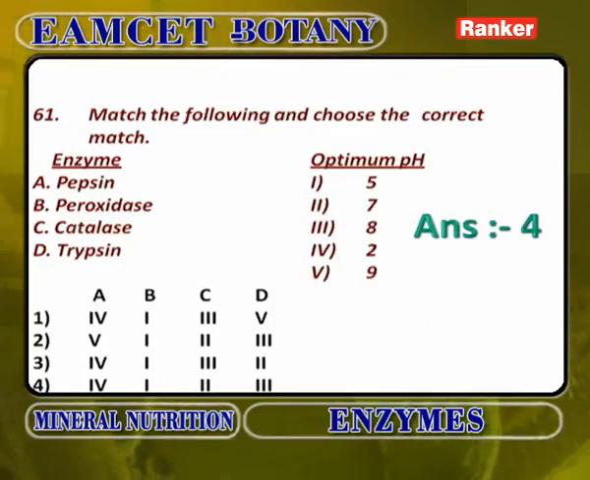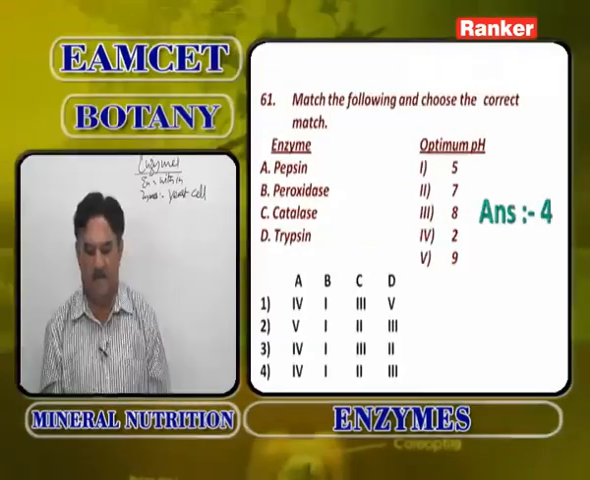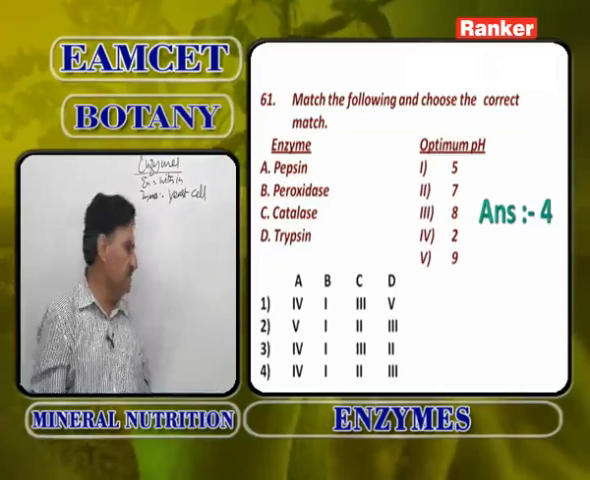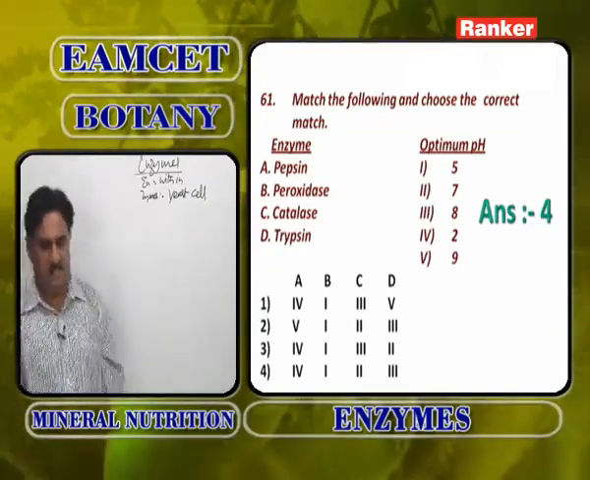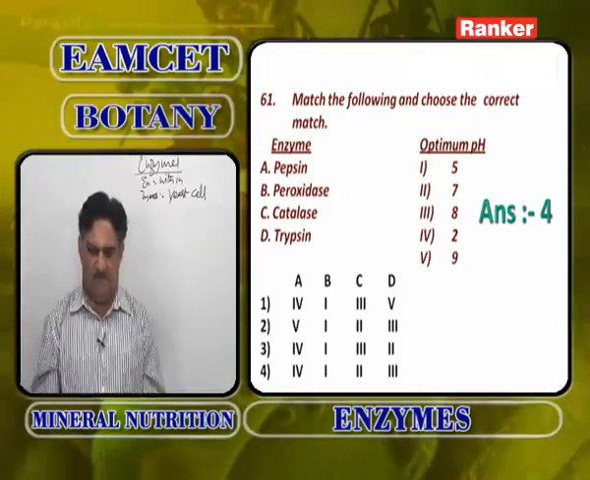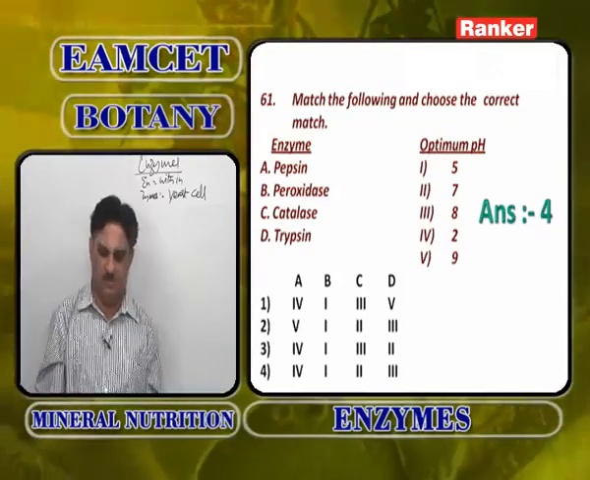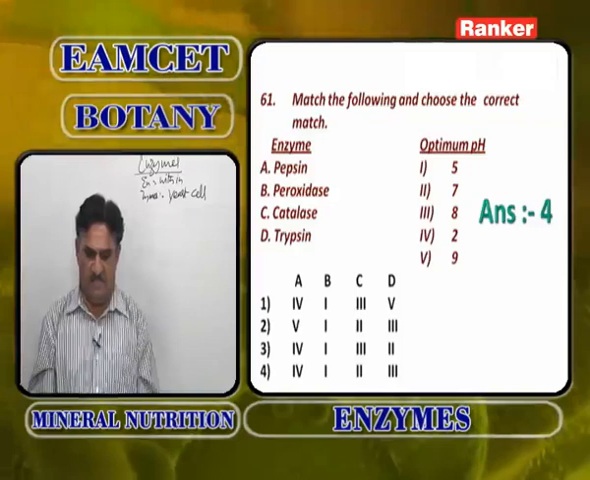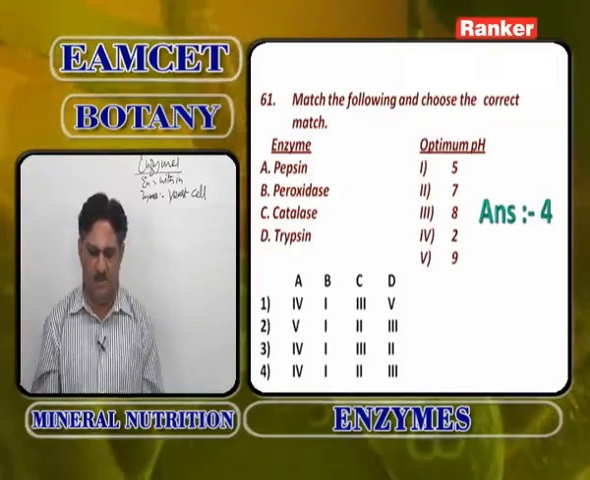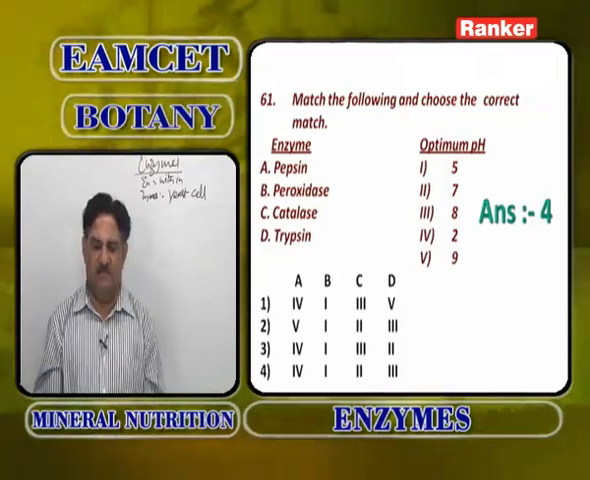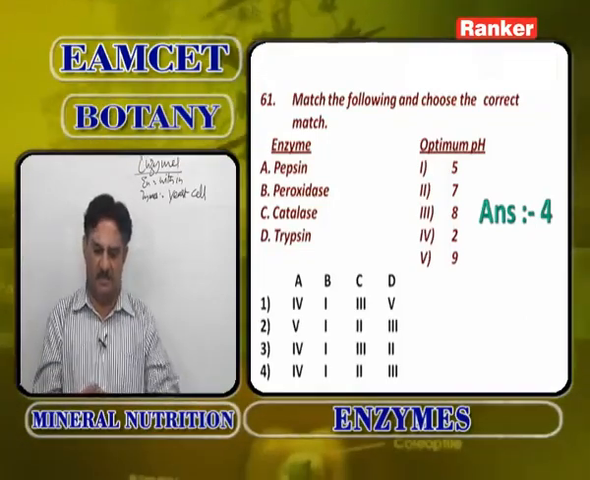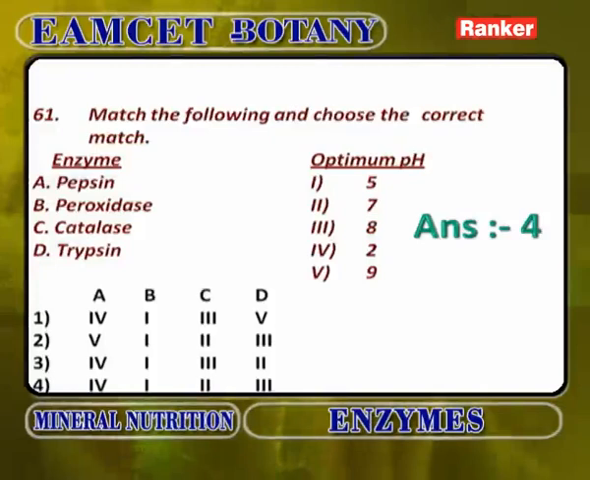Match the following and choose the correct match. Enzyme and optimum pH or sensitivity to pH. Just now I wrote the tabular form. Pepsin, peroxidase, catalase, trypsin. For pepsin it is 2.0. For peroxidase it is 5.0. For amylase, urease, catalase it is 7. And for trypsin it is 8. So, answer is 4. A4.